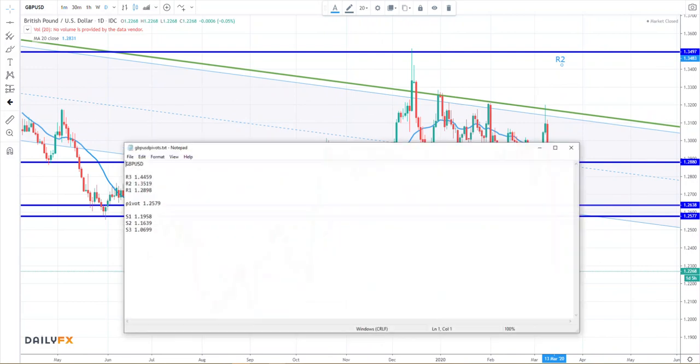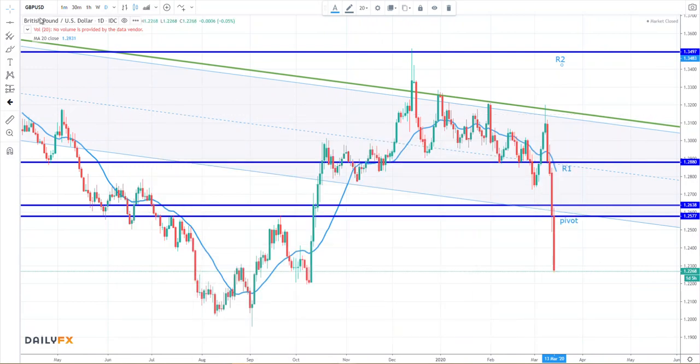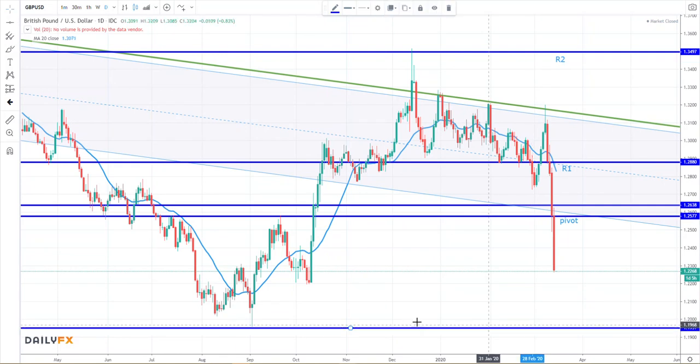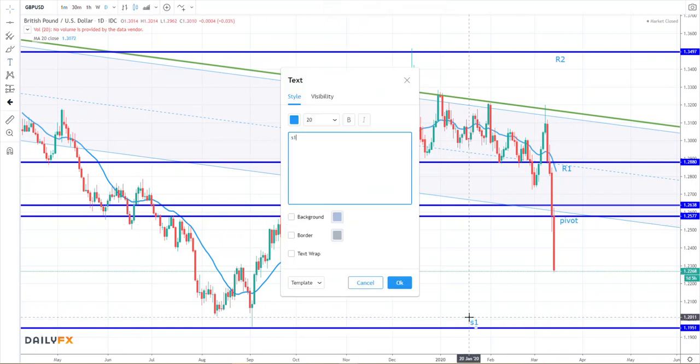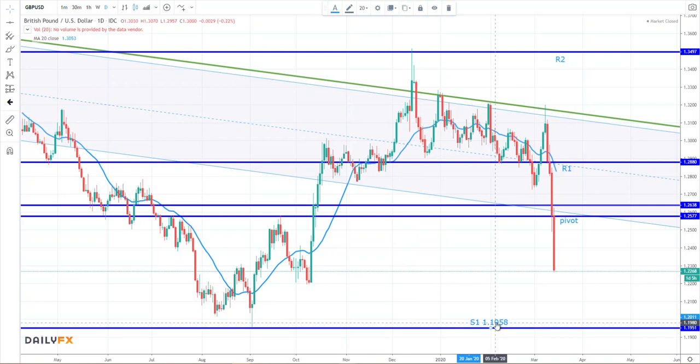Okay, so let's look at our first support, 1.1958. Right there, that's our last low, all the way back from September of 2019. So it's a big zone, and I'm definitely not going to be buying anything right now, that's for sure. I want to wait for a pullback and then sell again.